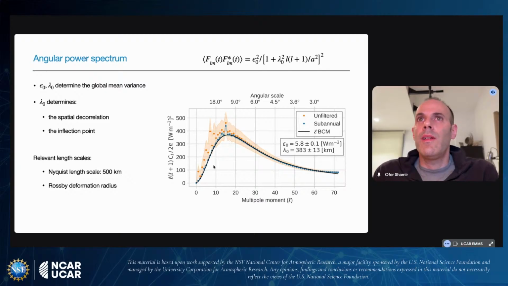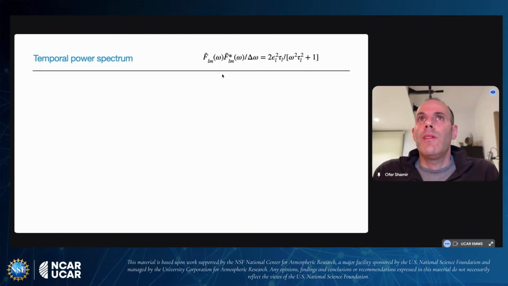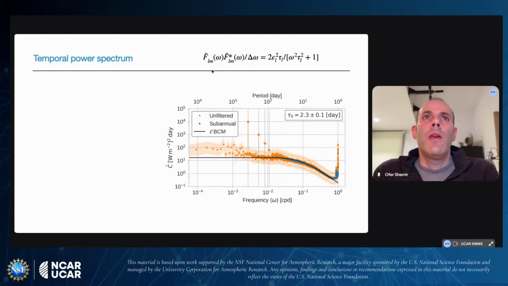So with that, let's move on to the temporal power spectrum. I haven't shown this formula yet, but it just follows from the former one by the Wiener-Khinchin transformation. And we are going to do the same thing. We are going to evaluate the left-hand side from observations and fit it to the right-hand side. We take the spherical harmonics coefficients of the OLR that we've already evaluated and apply further Fourier analysis in time to get the frequency dependent coefficients. And here are the results, where again in orange is the raw data and in blue the sub-annual variability, so you can see clearly what was being filtered out.